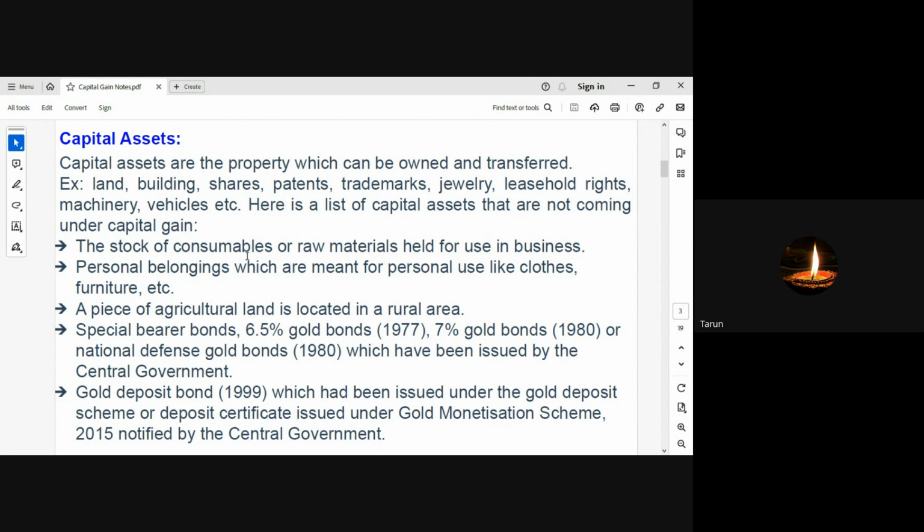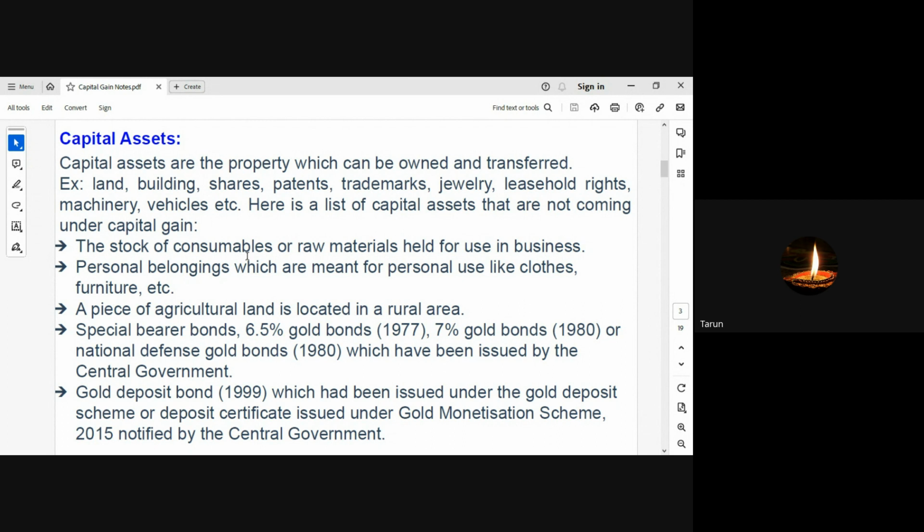For the national defense, you can say bonds which have been issued by the central government only will not come under capital gain. Gold deposit bonds issued under the gold deposit scheme, or gold certificates issued under the gold monetization scheme notified by the central government in 2015. These five cases will not be considered under capital gain.